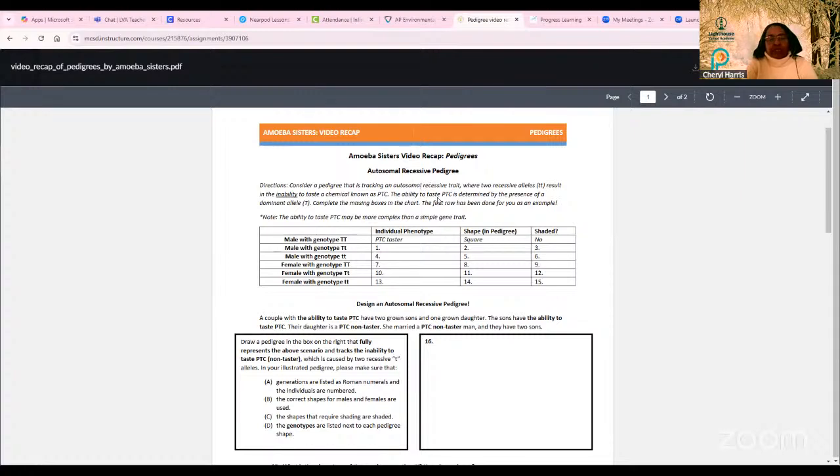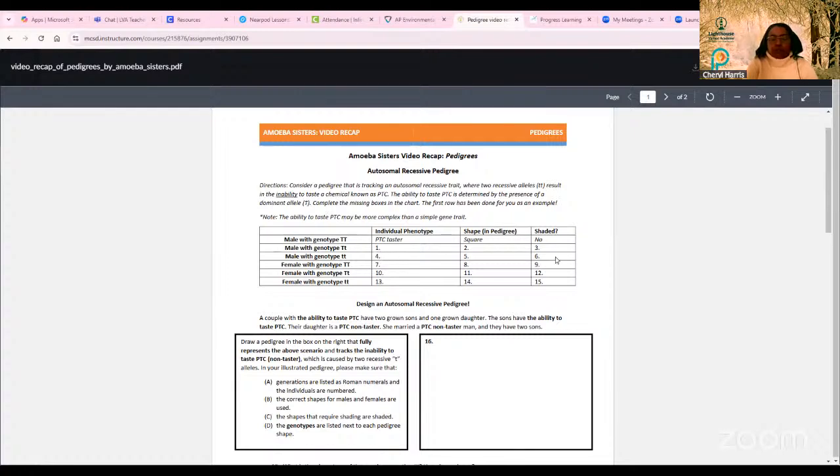It is the recessive trait where you have to have two T's. They're using the letter T for taste. So the recessive alleles will be two lowercase t's to result in the inability to taste the chemical known as PTC. The ability to taste it is determined by the presence of the dominant allele. So we're going to use a capital T if they are able to taste it. Okay, so complete the chart.